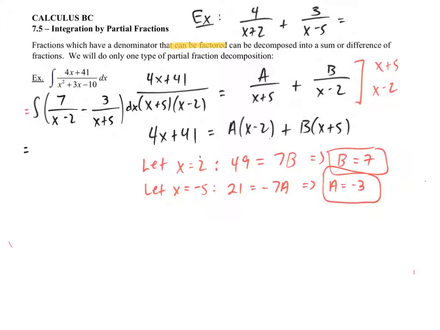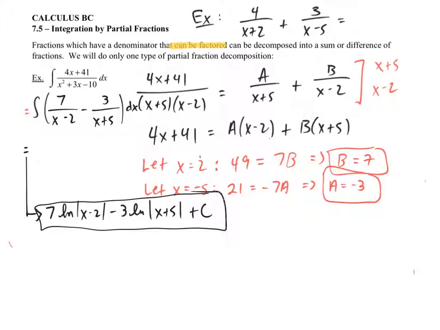By doing this, both of these terms now fit the logarithm rule. And what you're going to find is that most of the time when we're doing partial fractions, these are going to fit the logarithm rule. So this will be 7 times the natural log of the absolute value of x minus 2, minus 3 times the natural log of the absolute value of x plus 5, and then plus C. And that will be my final answer here.